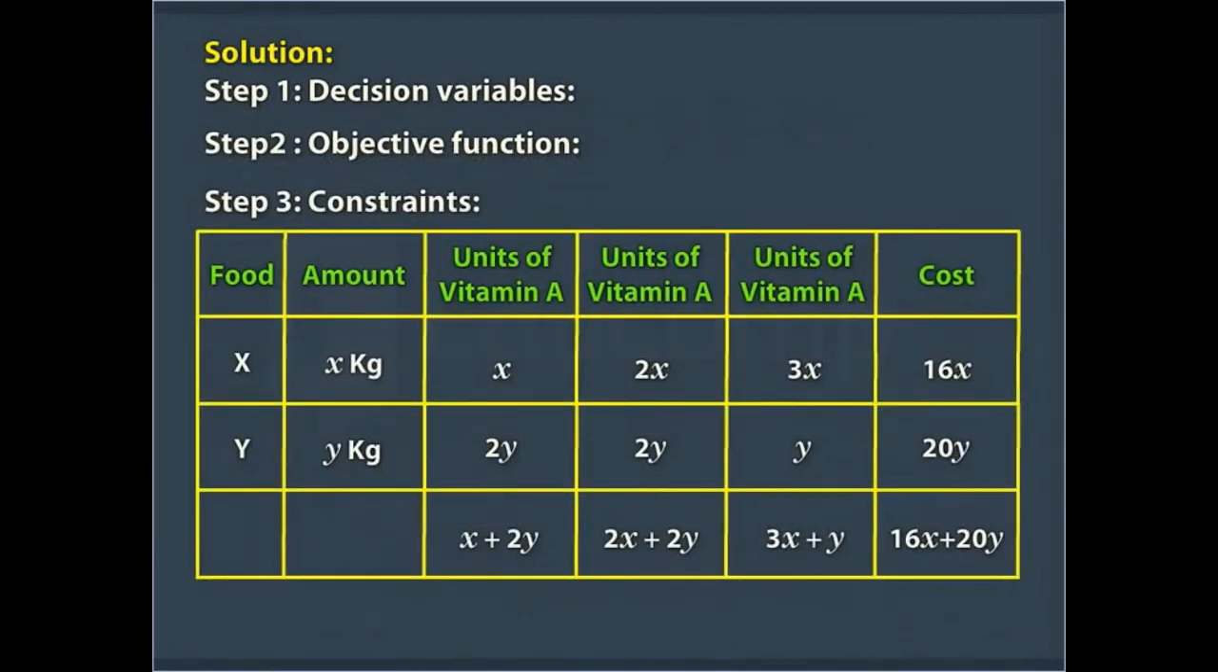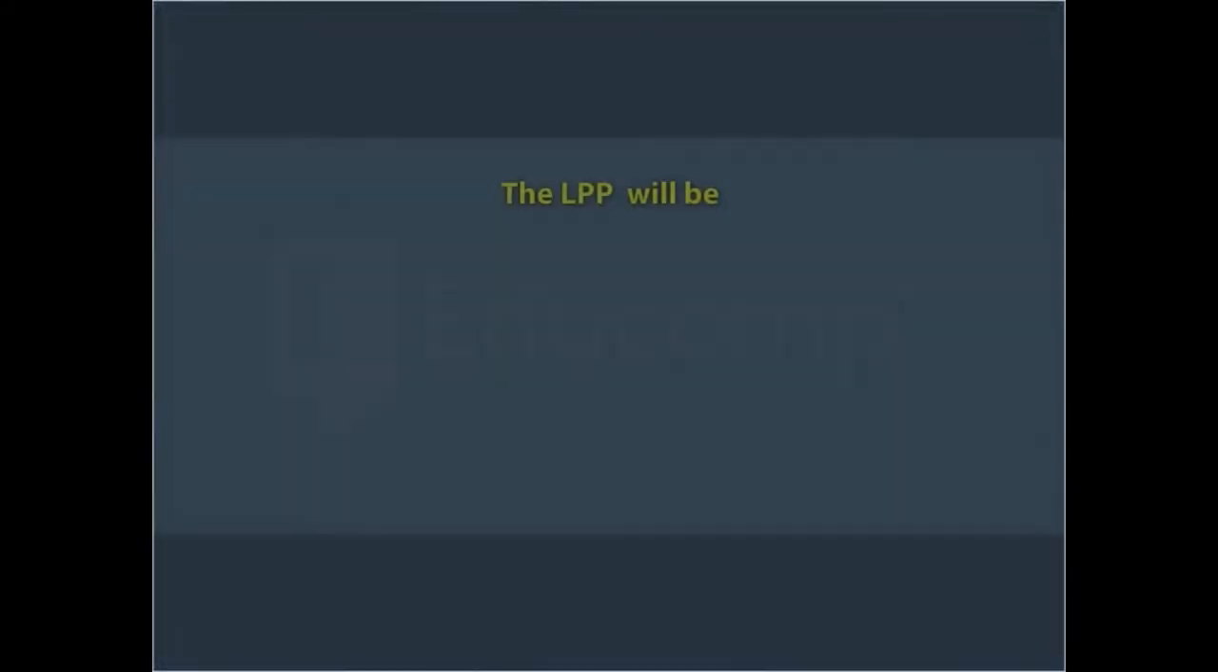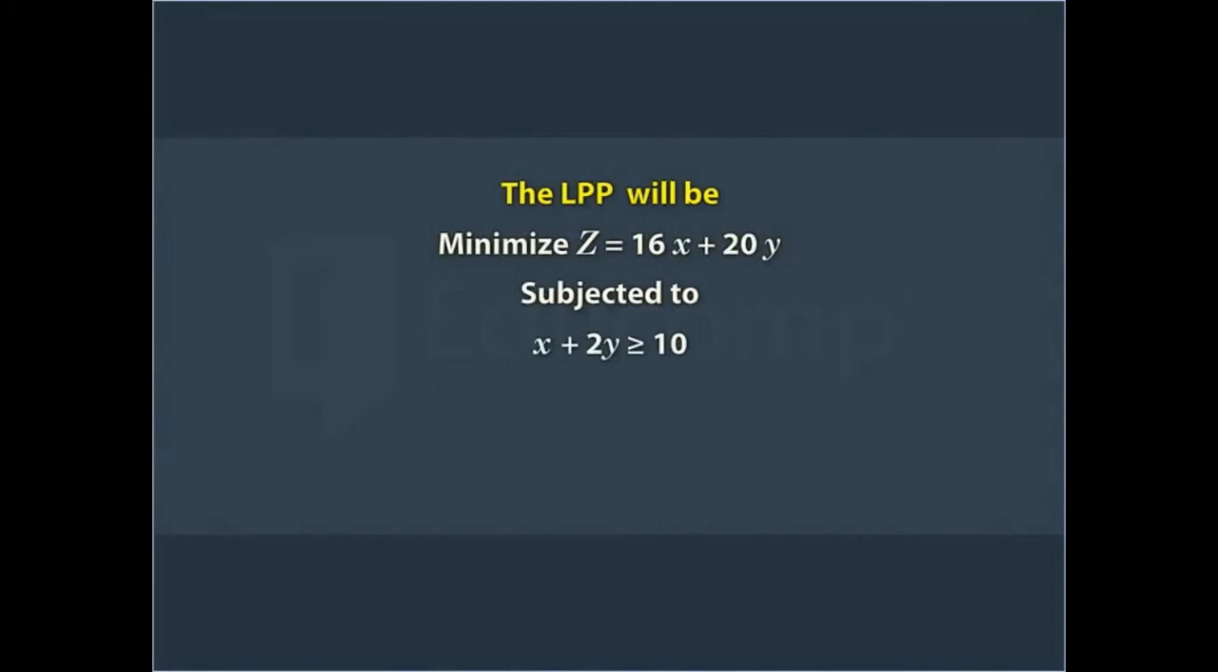Step 3. Constraints. The following table shows the formulation of the equations for the constraints. The LPP will be minimize Z = 16X + 20Y, subject to X + 2Y ≥ 10, 2X + 2Y ≥ 12, 3X + Y ≥ 8, X ≥ 0, Y ≥ 0.